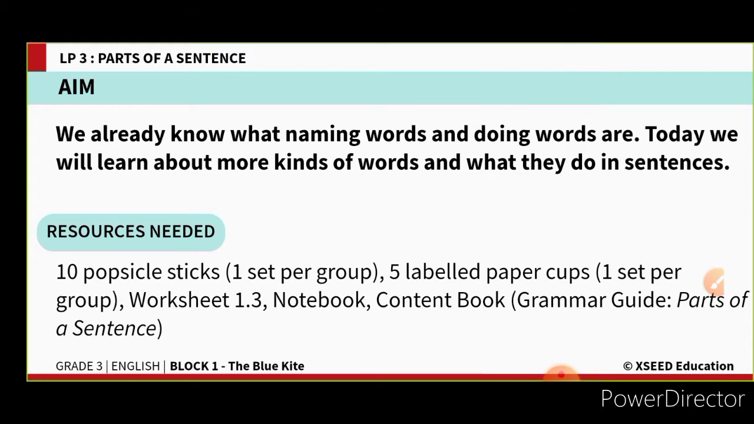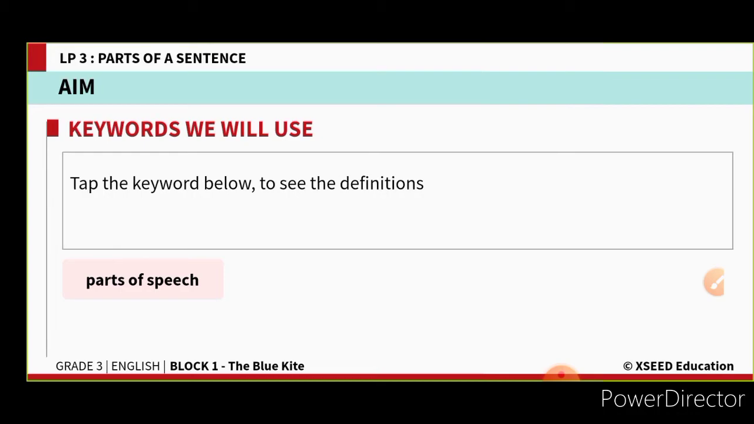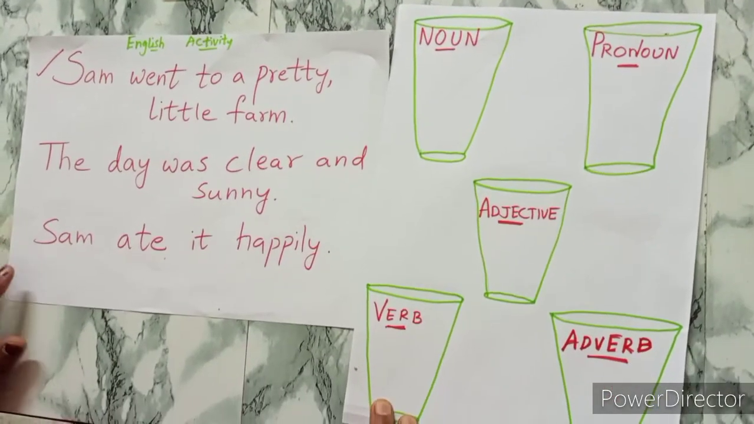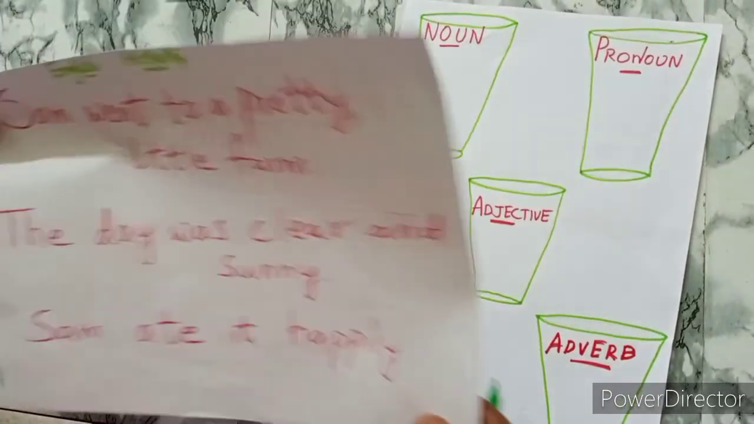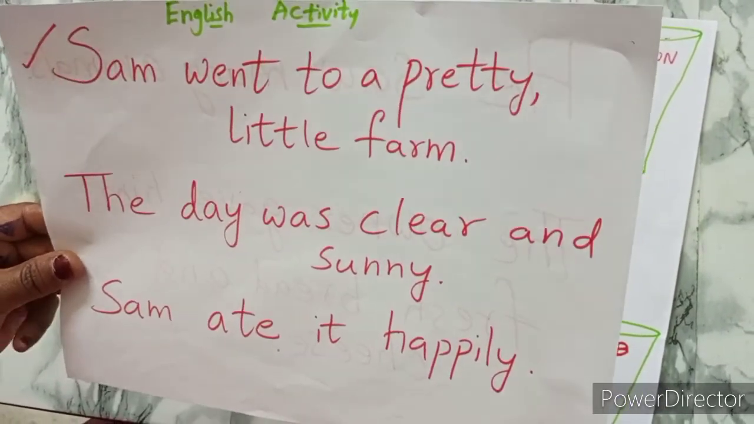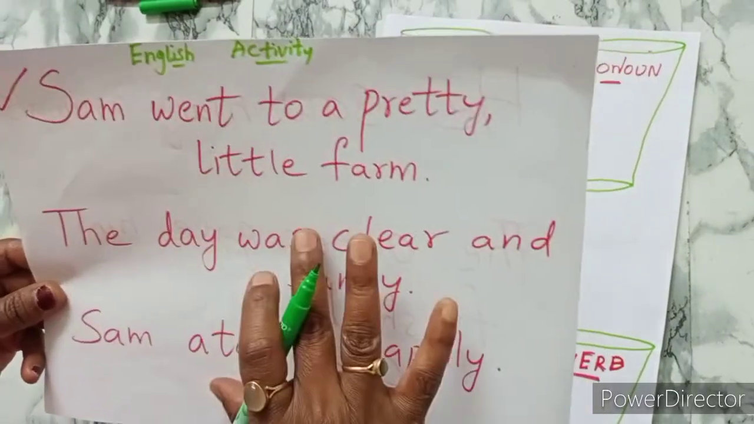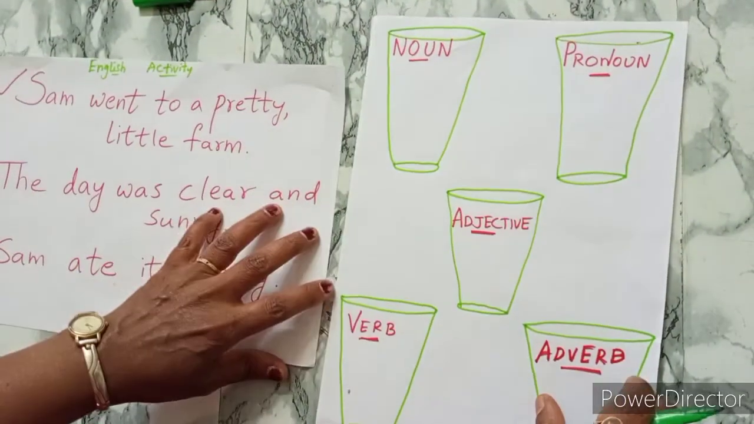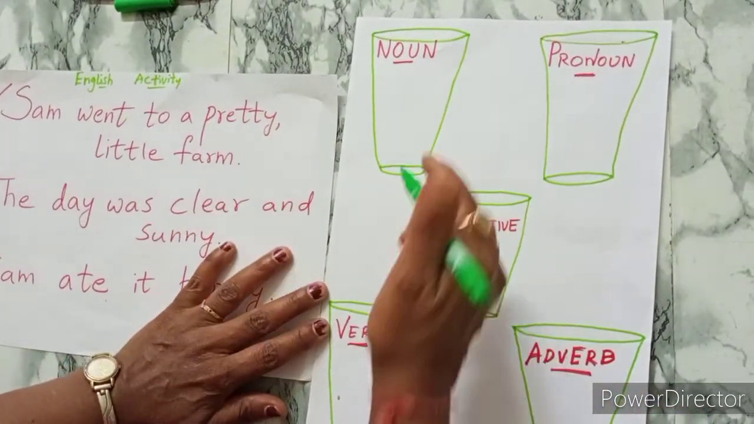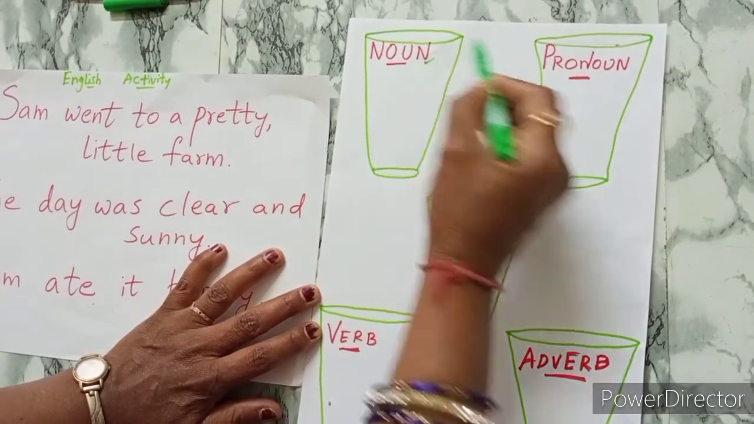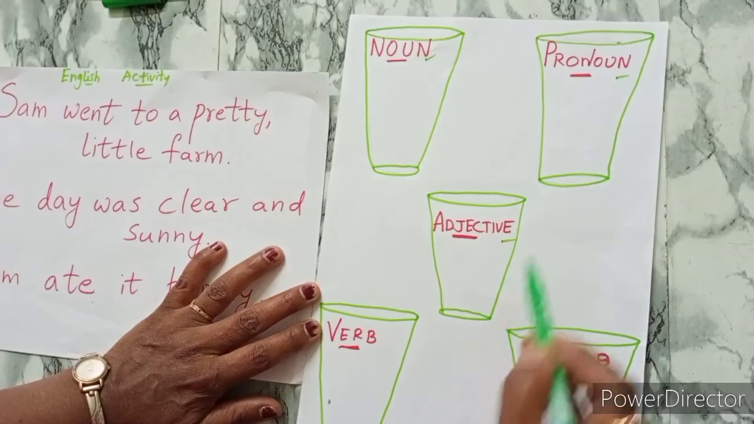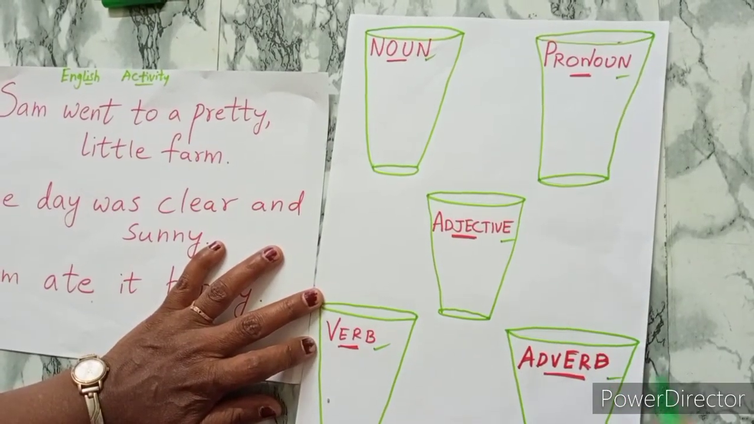Okay, now for this activity, first of all, you need different types of sentences. They will be there in the video. Then you need one A4 sheet of paper. On that you have to draw glasses and name them noun, pronoun, adjective, verb, adverb.